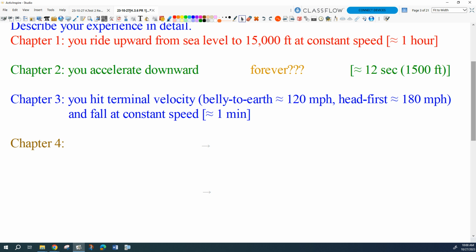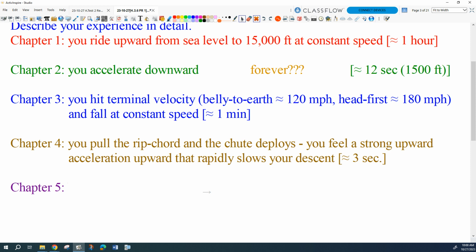Then what do you do? Yeah, you hit the ripcord. What's that going to feel like? You're going to get jerked pretty hard, right? That's going to slow you down, so you're going to experience an acceleration. And what direction is the acceleration, or the force? Upward, yeah. So you're going to get accelerated upward, and that's going to be fairly dramatic. It might take about 3 seconds for you to get pulled strongly upward. And then what happens?